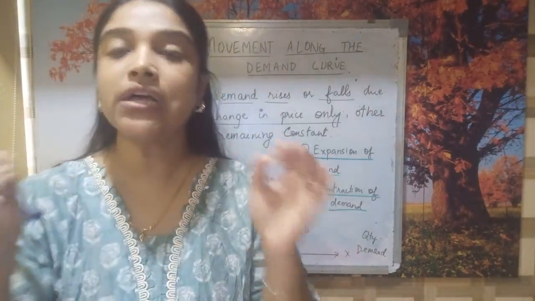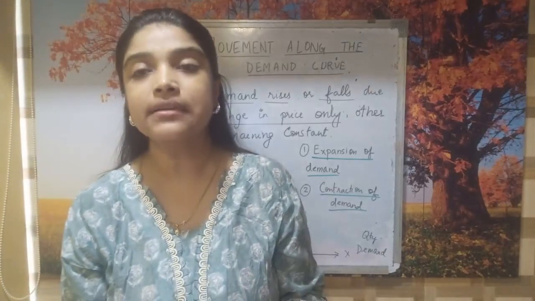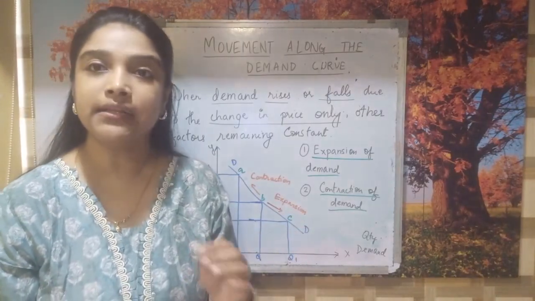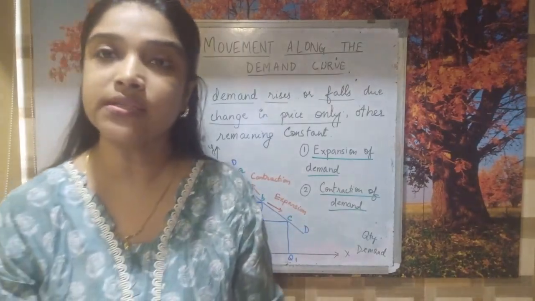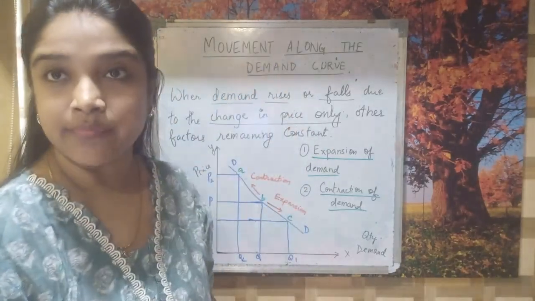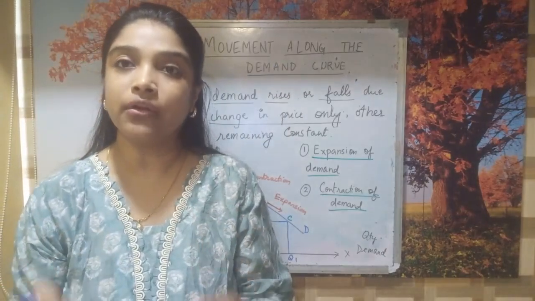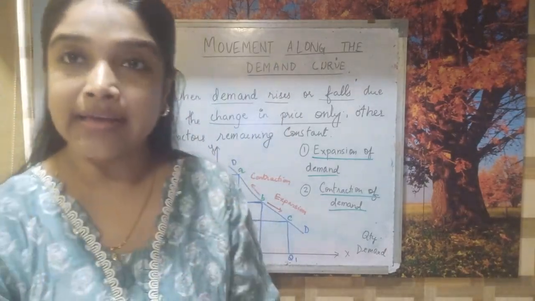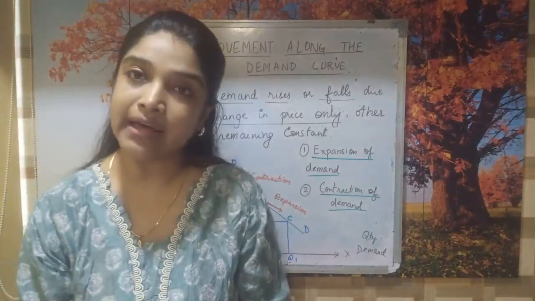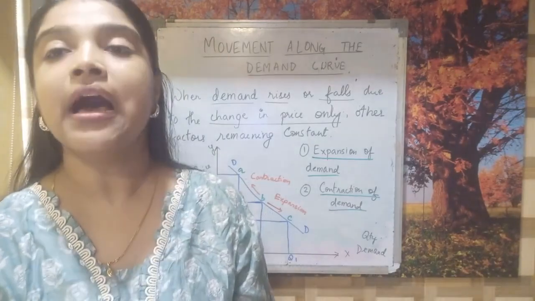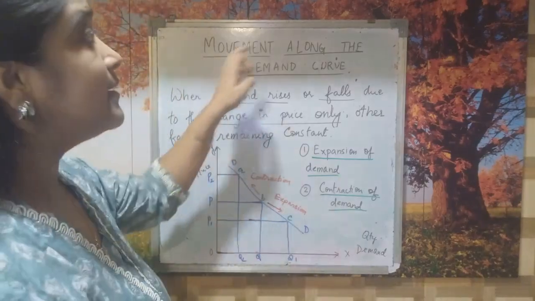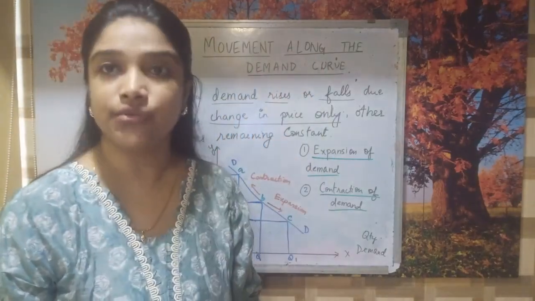So what happens to the other factors? The other factors remain constant. There is no change in other factors. The other determinants of demand remain constant during this movement along the demand curve. So movement along the demand curve is rise or fall in demand due to the rise or fall in price, other factors remaining constant. I hope movement along the demand curve is clear to you all.